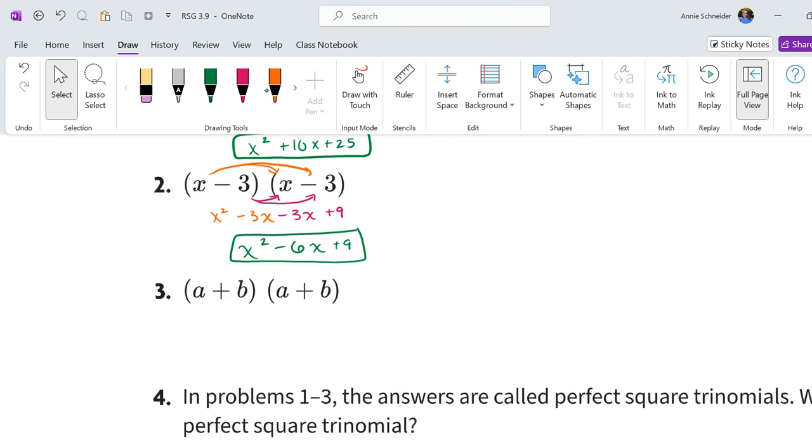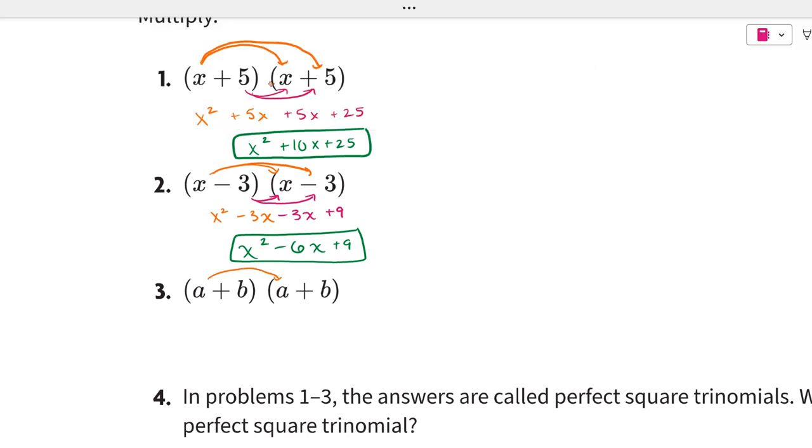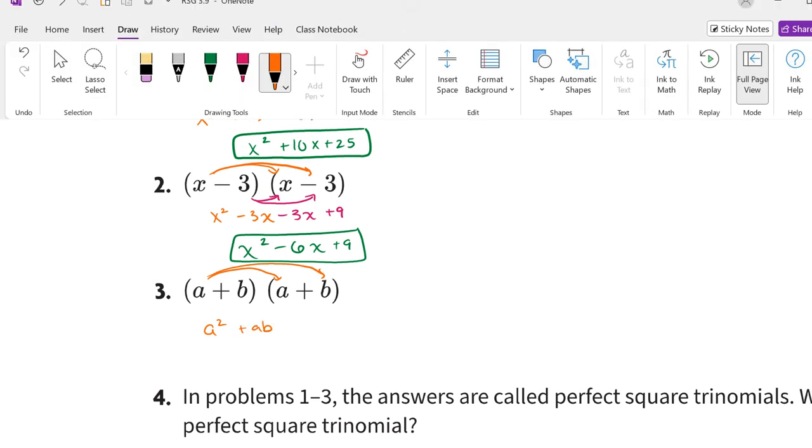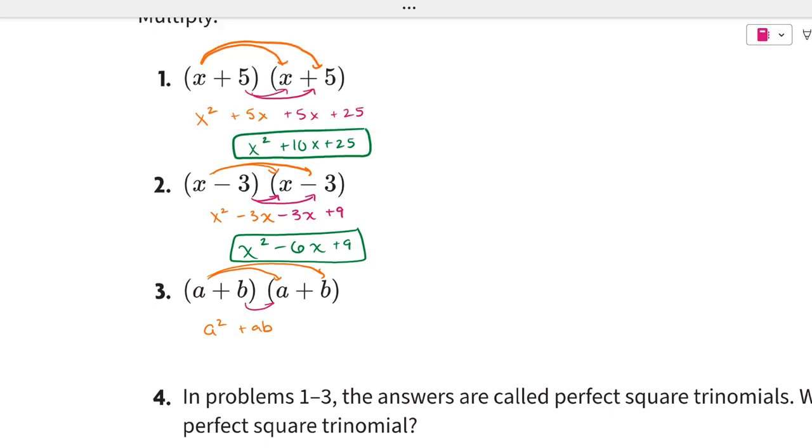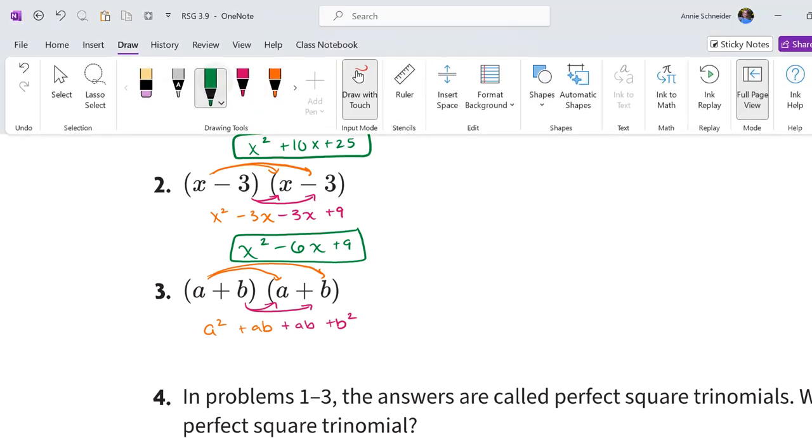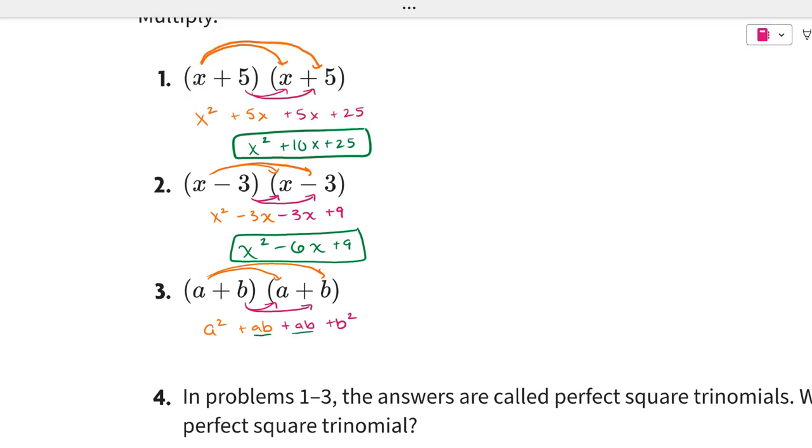Okay, lastly here, a times a is a squared. A times b is plus ab or ba. The order doesn't matter. So b times a is plus, I'm going to write it as ab so that I keep the same order as before, but ba is okay as well. B times b is b squared. So we do have some like terms here, right? The ab terms are like terms, so I can make that 2ab plus b squared.